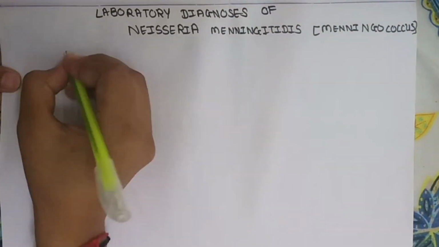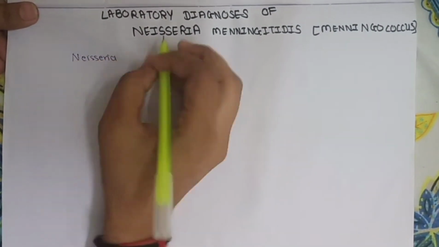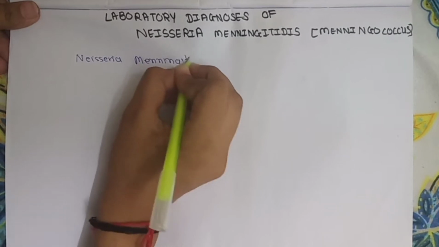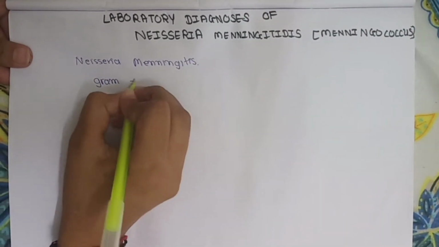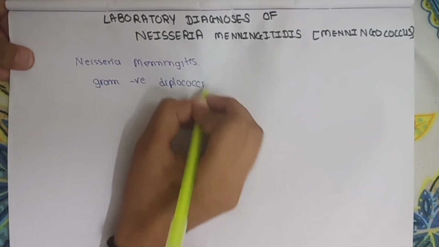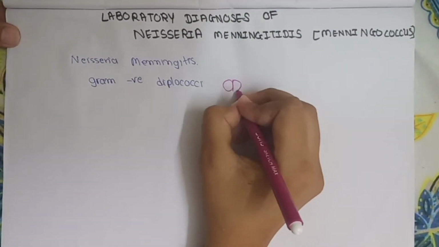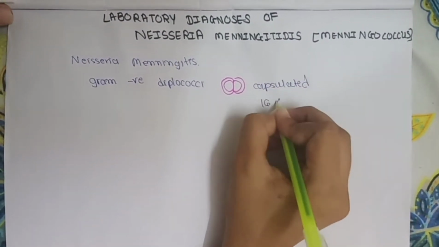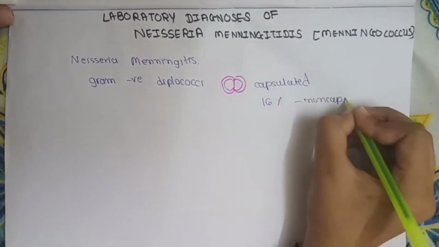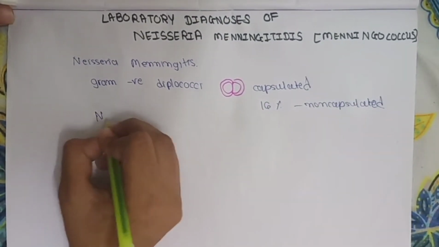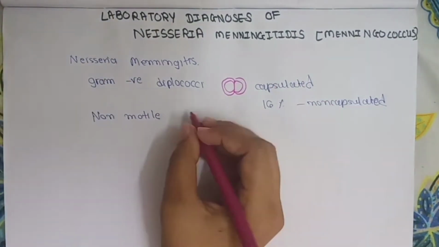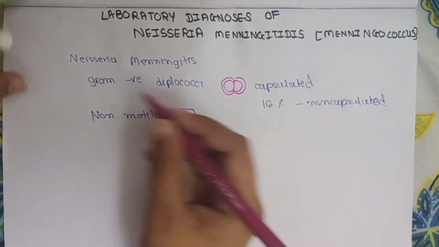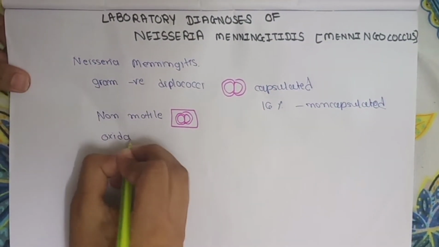This is a video about laboratory diagnosis of Neisseria meningitidis. It is also known as meningococcus. It is gram-negative diplococci. They are gram-negative and also capsulated, but 16% of the isolated bacteria are non-capsulated. Neisseria meningitidis are non-motile. That's why I am showing it in a box, that they cannot move.